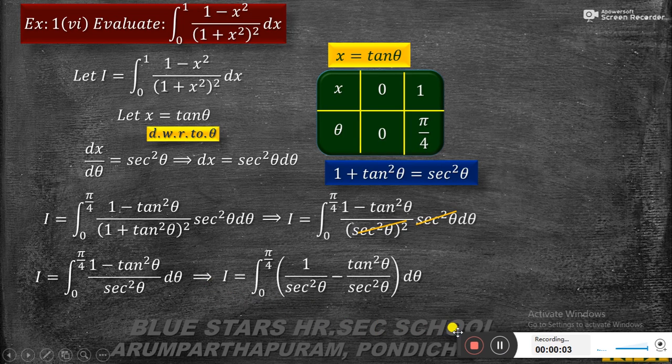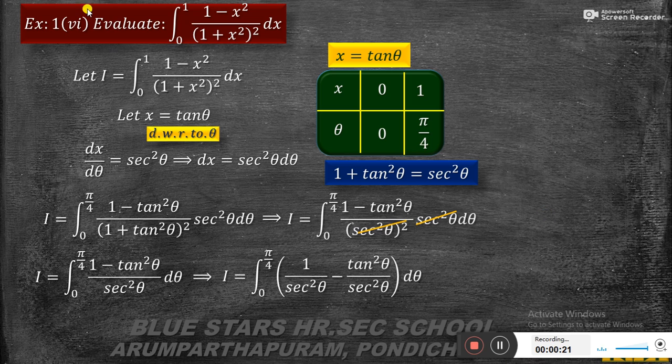Good morning students. Now we see exercise 9.3. First problem, fourth subdivisions. Evaluate the integral from 0 to 1 of (1 minus x square) by (1 plus x square) whole square into dx. This is the given integral. Now we will evaluate this.